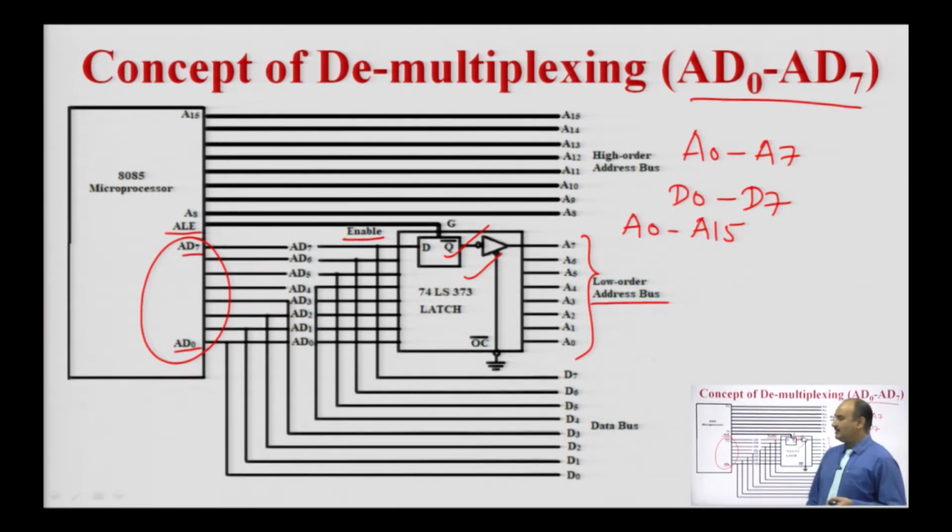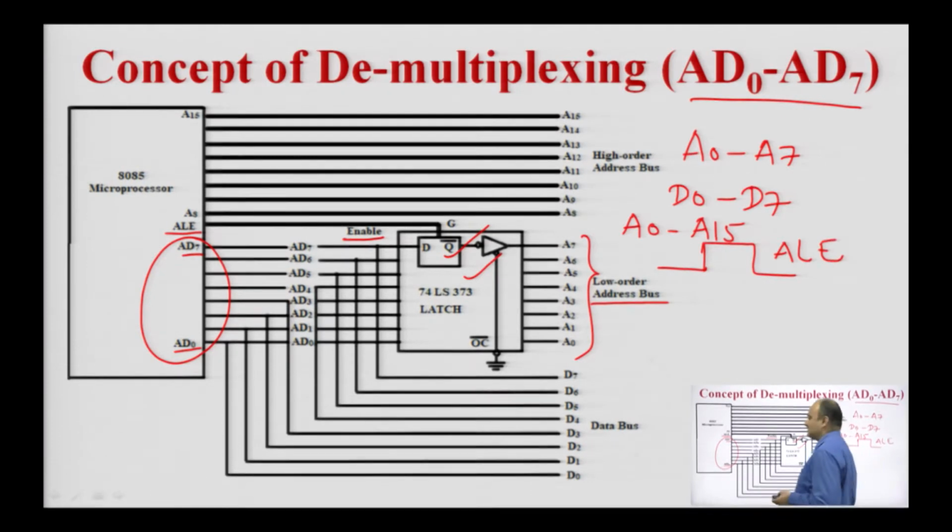After the T1 T state, the ALE signal changes its state from logic 1 to logic 0, and it will disable this latch. Once the latch is disabled, it will not allow the information to pass from input to output. So, after the T1 T state, the lines which carry both address and data, the multiplexed address and data bus, will be used to carry the data, that is D0 to D7. This way the microprocessor demultiplexes the address and data bus with the help of the latch.